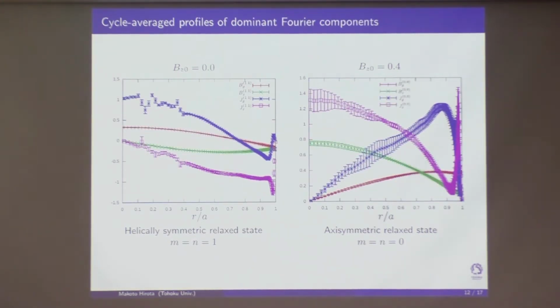And this is the cycle average profile of the dominant Fourier component. On the right-hand side, I plotted only the axisymmetric Fourier component, the 0, 0 component. This steep structure corresponds to the resistive skin layer. But in the core region, we can observe a smooth profile of magnetic field and current. And this indeed corresponds to the Bessel function predicted by the theory. And this is for the helical case, and I'm showing the m equal 1, n equal 1 component. This also agrees with the Taylor relaxed state.